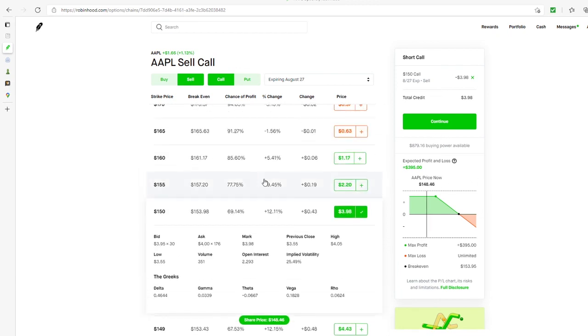So that's it for beginner option trading and how it looks on Robinhood. So start to play around with this. Take a look at some option chains for yourself.